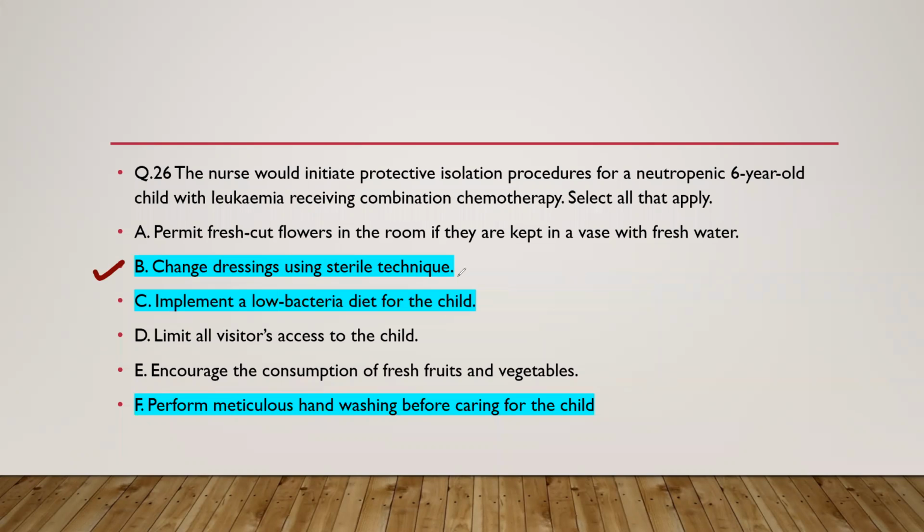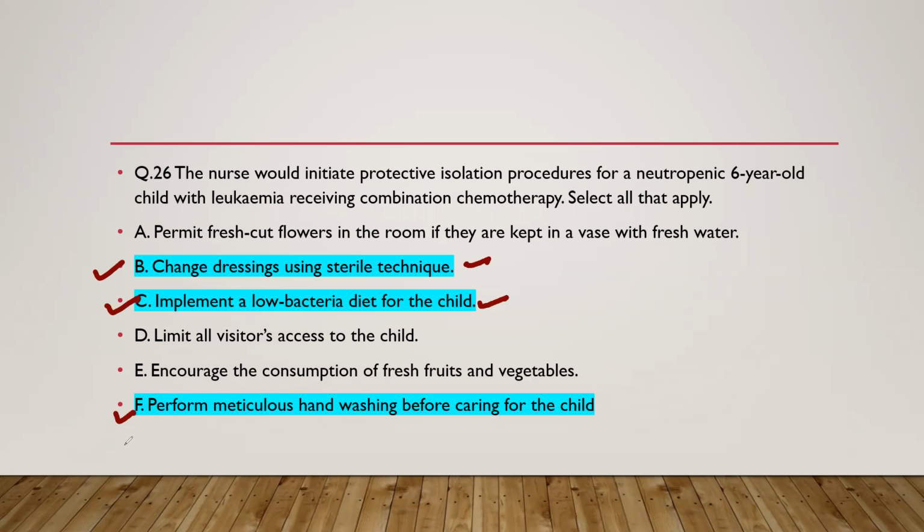We know that dressings are always changed with sterile technique, and thorough skin care provides the patient's skin clean and moisturized. So option B is right here. C, implement a low bacteria diet for the child. This is also a right answer, because the child is placed on a low bacteria diet, providing a nutritious diet rich in protein and calories. But we have to avoid some raw fruits, vegetables, or uncooked meat to minimize bacterial contamination. So option C is also right.